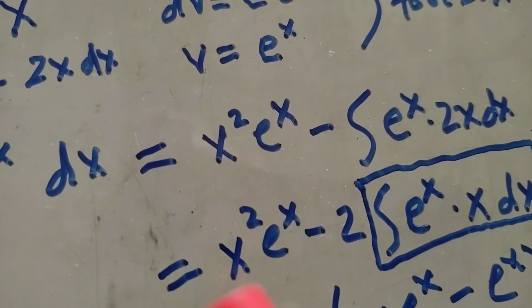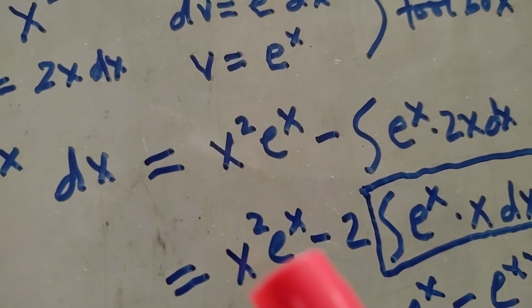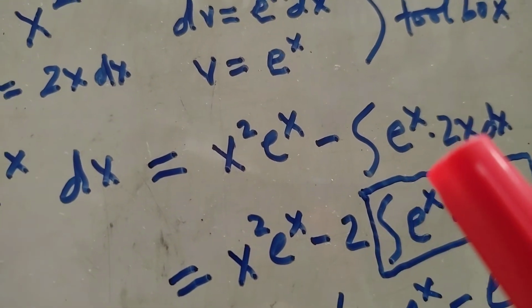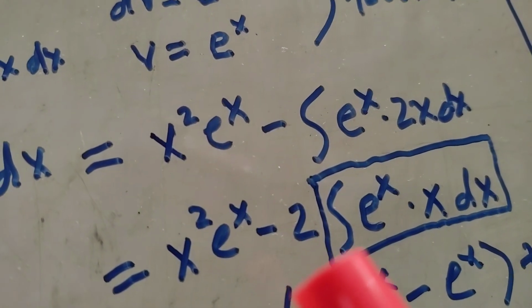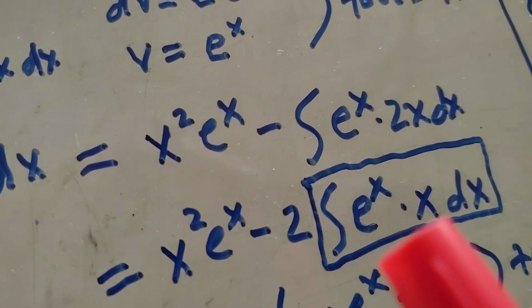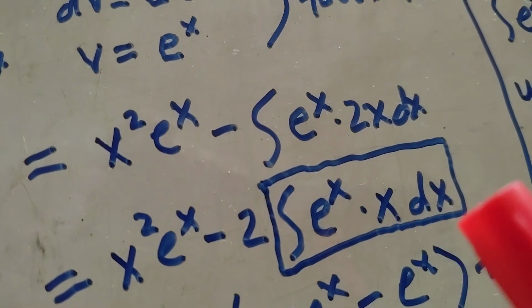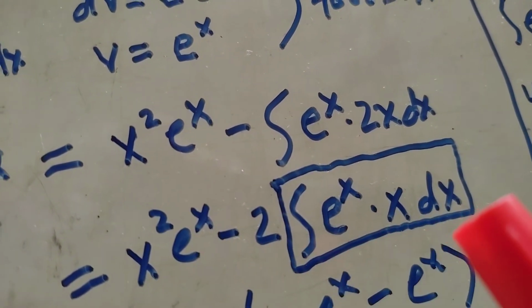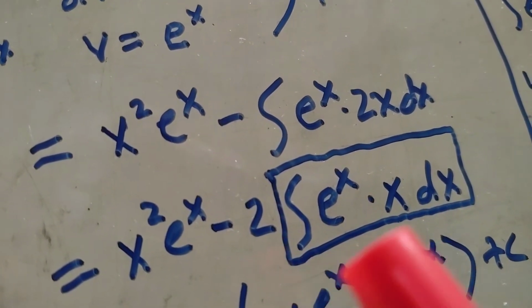So to the next step, we have this is the same thing as x squared e to the x, and then I pulled out the 2 on the other side of the integral. So it's 2 times the integral of e to the x times x dx. But this integral looks brutal. It's another product, and there is no product rule for integration.